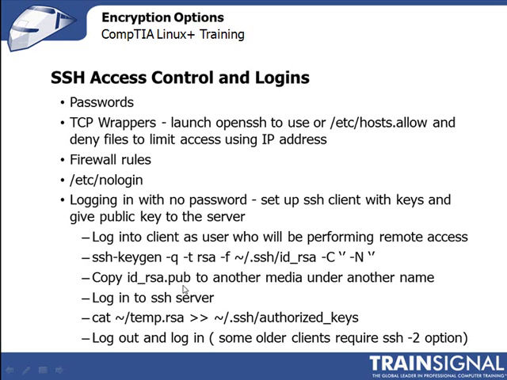Then you log into the SSH server and type your password. Next, you add the contents of the file that you just transferred to the end of the authorized_keys file. You can do this with the cat command and the redirector by typing in cat ~/temp.rsa >> ~/.ssh/authorized_keys. Then if you log out and log in again, you shouldn't be asked for a password.